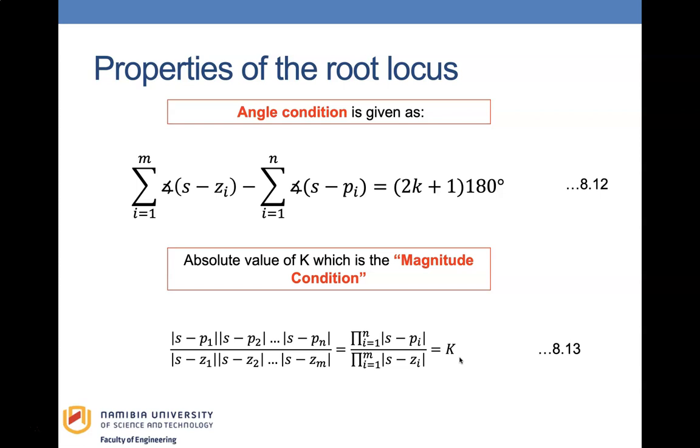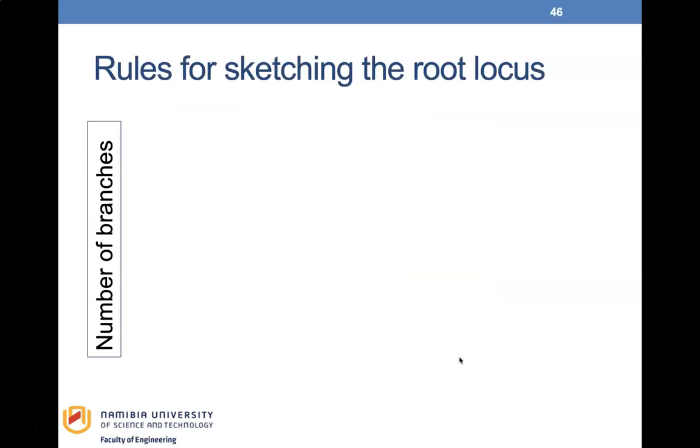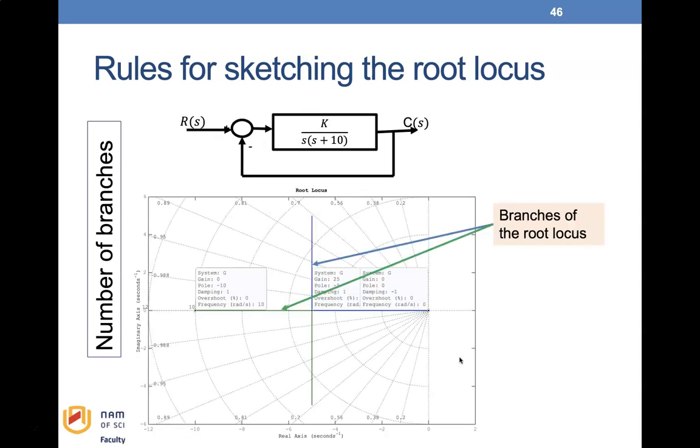Let us now give some general rules for plotting the root locus. The first is the number of branches of the root locus. Recall the example of the second order control system in lecture 802. I have reproduced it here. You can observe that there are two branches, the blue branch and the green branch.